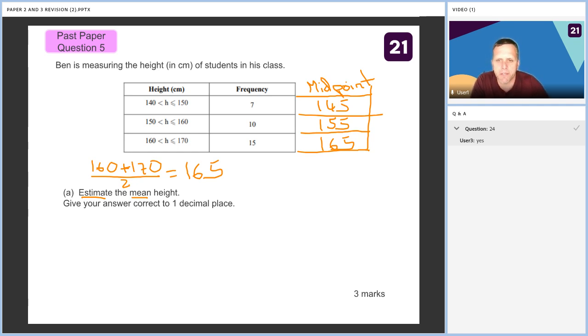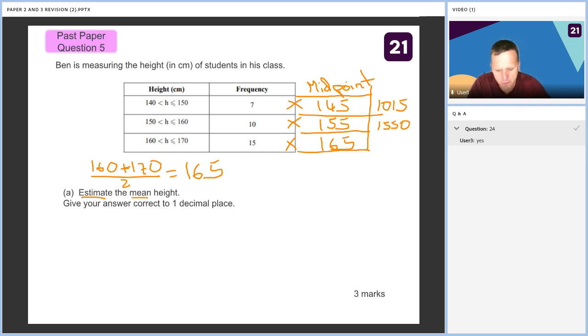Okay, so now we've got our frequency, our midpoint, and then we need to multiply. We're going to multiply our frequency by our midpoint to get our answers over here. So we've got 1,015. Oh, they're coming in thick and fast in the Q&A. Let's see if I can keep up.